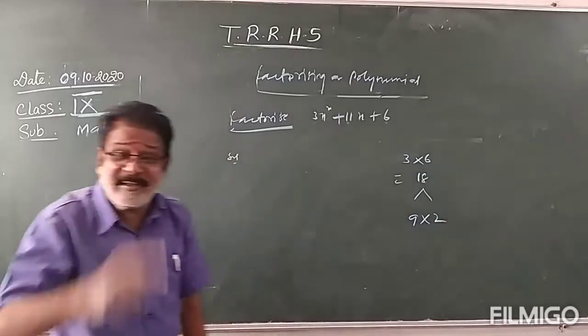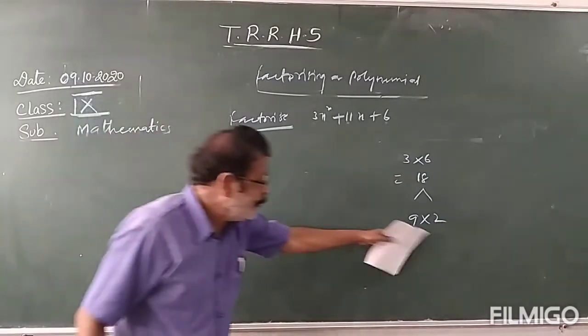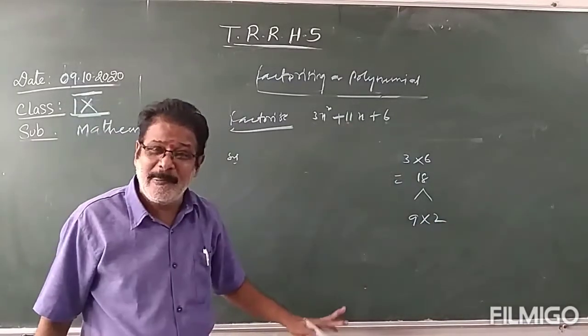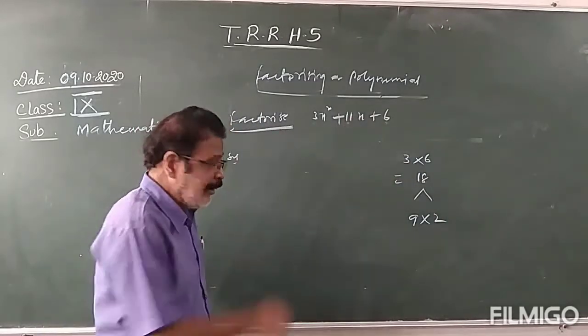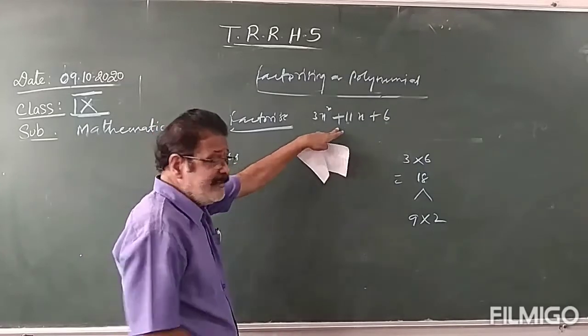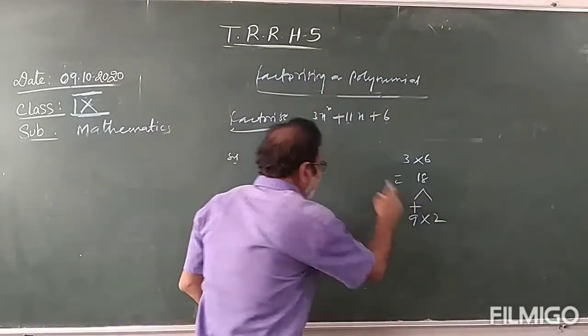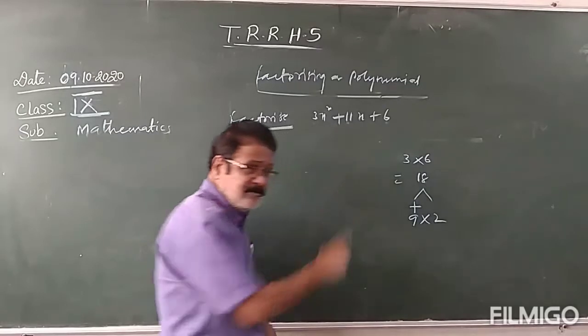9 into 2 is 18, and 9 plus 2 is 11, so it is suitable. Now allot the signs. The middle term sign is always allotted to the greater factor. The middle term sign is plus, so it is allotted to this.